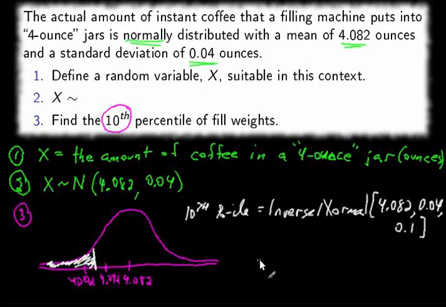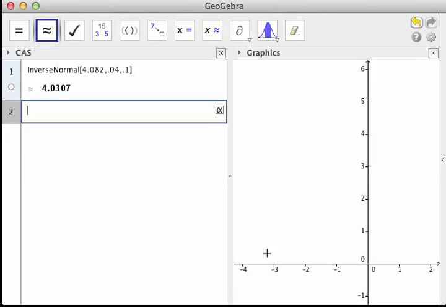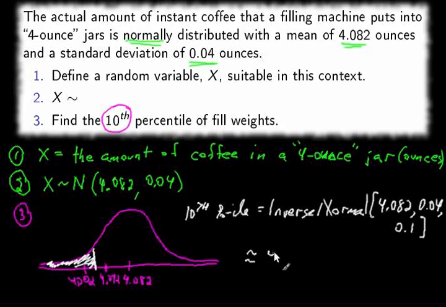So according to GeoGebra, this number is approximately 4.0307. And our estimate from the graph was about 4.022. That's not bad. 4.03 is right here, so that's a pretty good estimate, and that means we can believe our answer and call it a day.